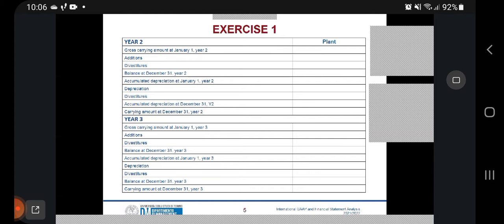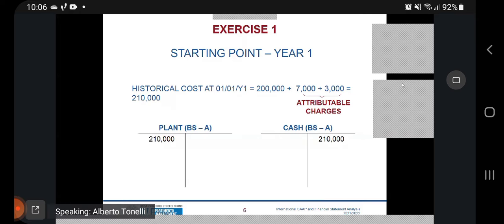Starting point. First of all, we have to identify the historical cost of the asset. So, as you know, according to IAS 16, the historical cost is equal to the general cost of the asset, and then the attributable charges. The attributable charges are useful in order to use this asset.